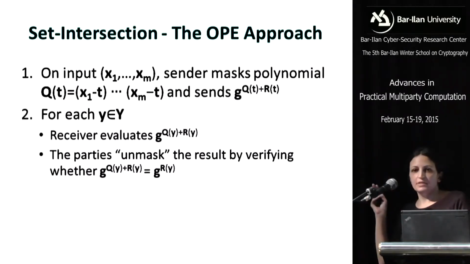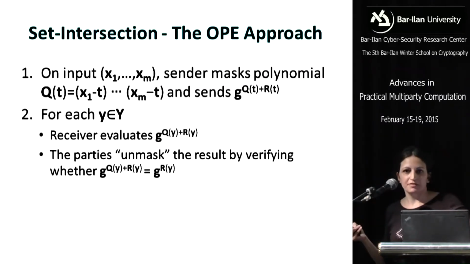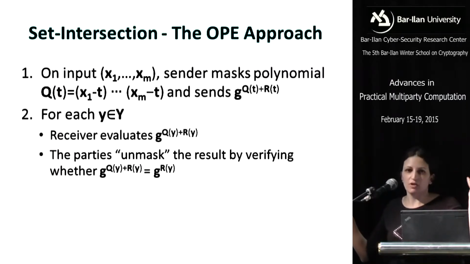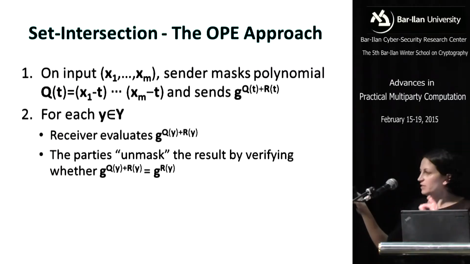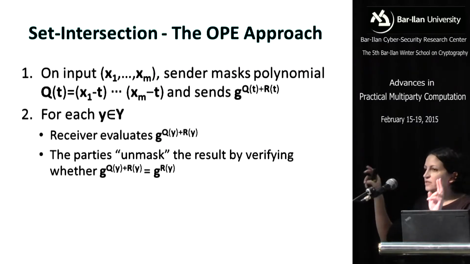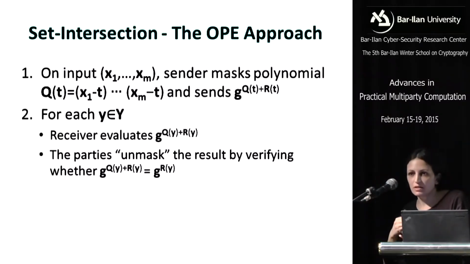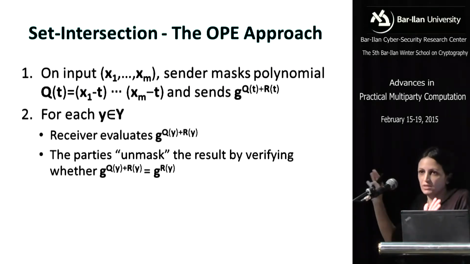Essentially, the sender masks the polynomial and sends it to the receiver, and the receiver evaluates this masked polynomial on its own set of elements. Why? Here unmasking is slightly different. We don't really want to reveal the polynomial evaluation. We just want to check whether it equals the redundant part or not, because otherwise that would reveal information about the sender's polynomial, even if both parties are honest. That's basically what we do in set intersection.